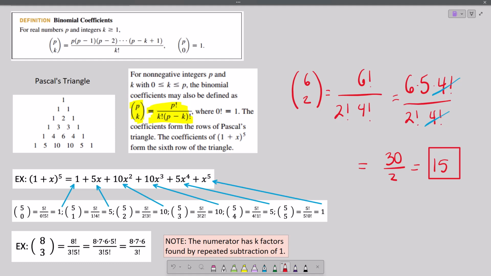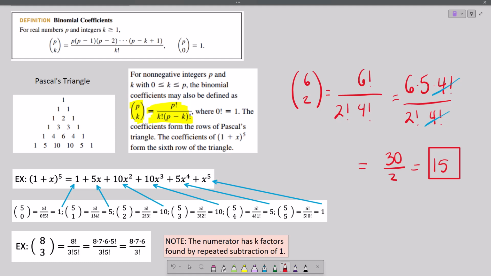So, how many of you have seen Pascal's triangle back in algebra? A few of you have seen it, not everybody though. Some of you have not seen it. Somebody raise your hand if you haven't seen it, just so I have a sense.